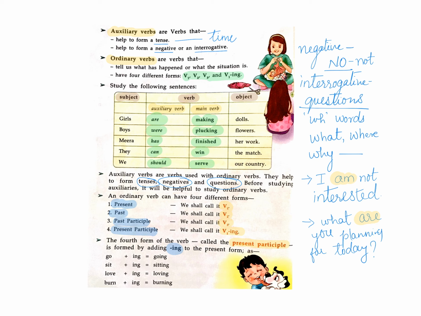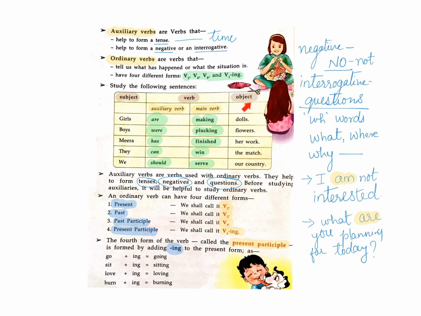The next is ordinary verbs. Ordinary verbs are the verbs that tell us what has happened and what the situation is. We have four different forms: verb 1, verb 2, verb 3, and verb 1 ing. What do you mean by verb 1, verb 2, verb 3, and verb 1 ing? That I will explain to you later on. Let us study this chart.